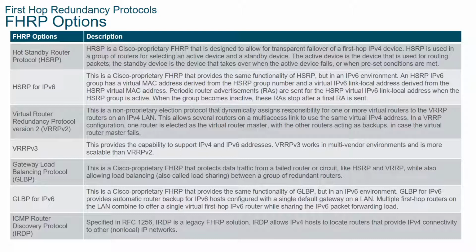ICMP Router Discovery Protocol, IRDP. Specified in RFC 1256, IRDP is a legacy FHRP solution. IRDP allows IP version 4 hosts to locate routers that provide IP version 4 connectivity to other non-local IP networks.